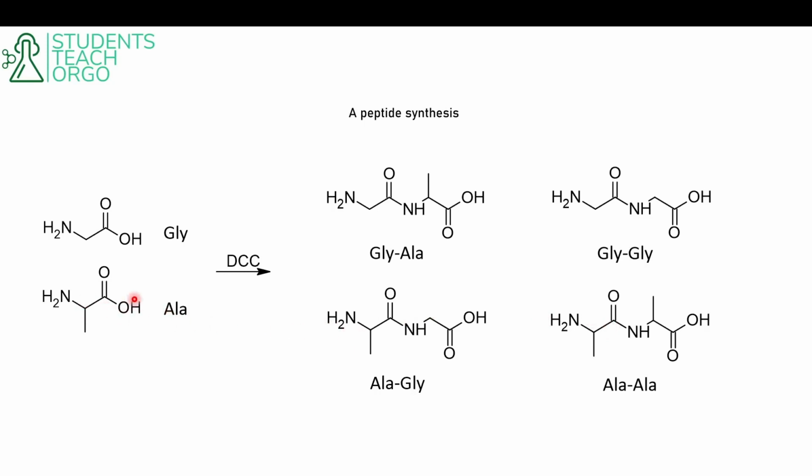Or you can even get the reverse of the first product that we got, where the carboxylic acid on the alanine will react with the amine on the glycine, right? So you end up with this product here. And so this poses a problem for us if we want to make a more selective reaction, if we want a specific product. So how do we go about getting that higher selectivity?